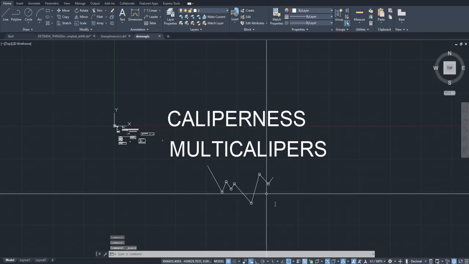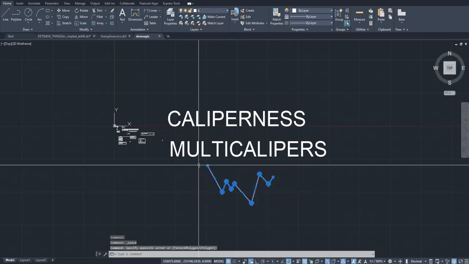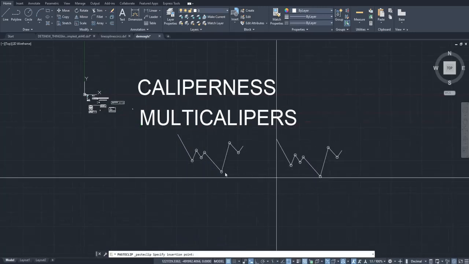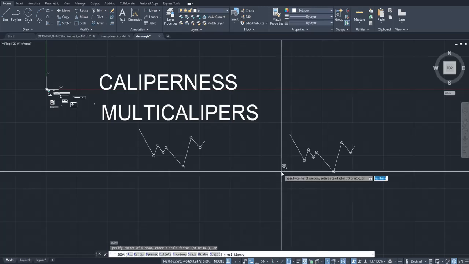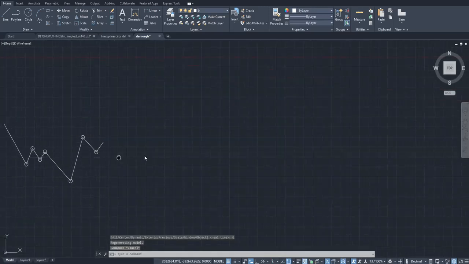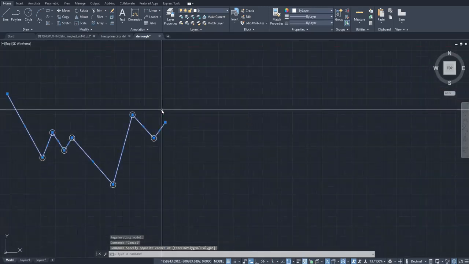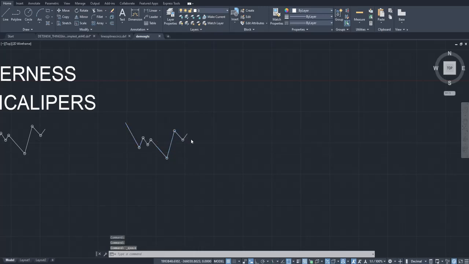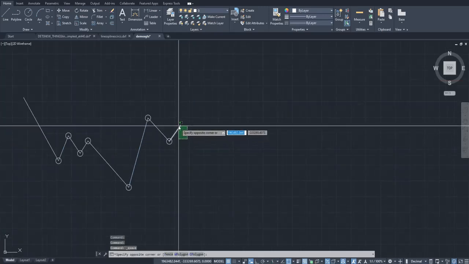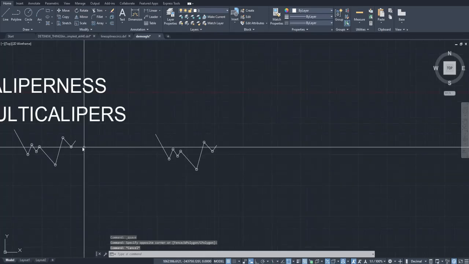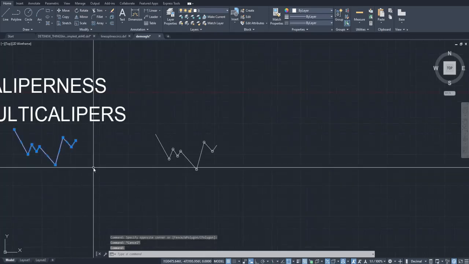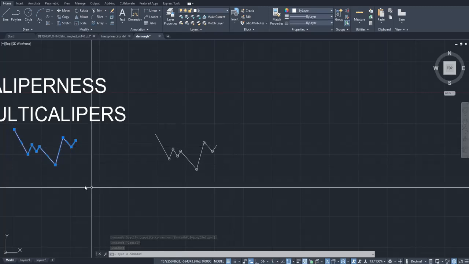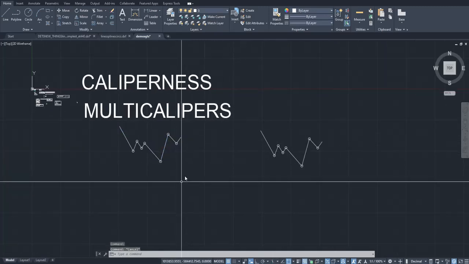Now, how to straighten these kind of multi-caliper objects? Suppose these are the multi-caliper objects and we want to straighten them sequentially. When we have to sequentially straighten a multi-caliper, we have to imagine that we have to explode it first, because until the multi-caliper objects are exploded, we cannot do the sequential straightening.